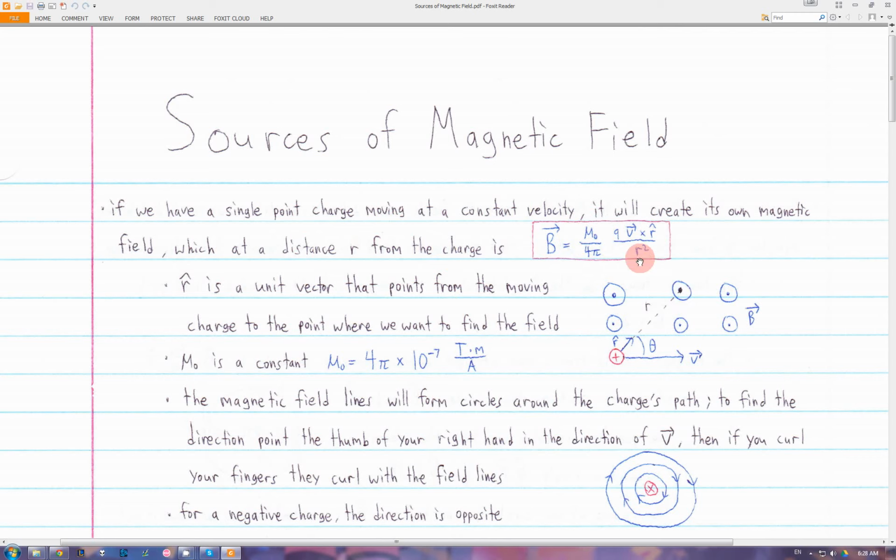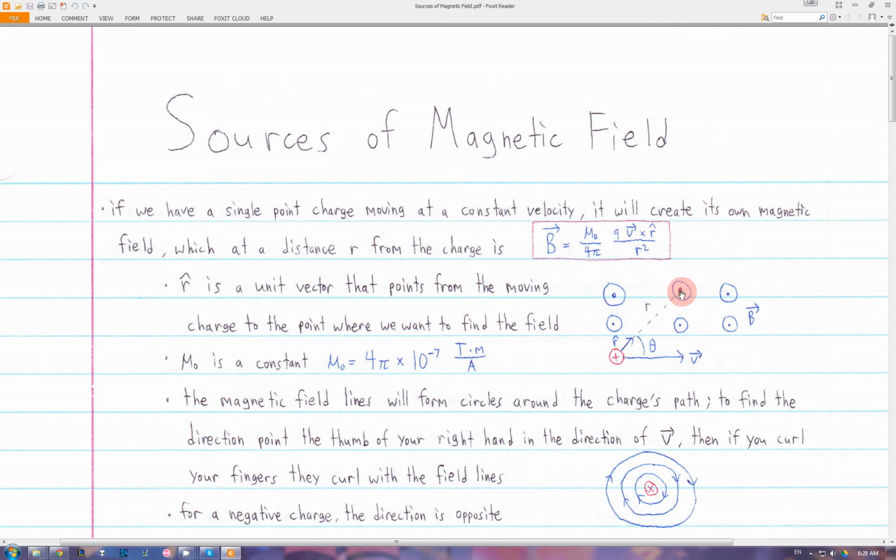And then over a squared, which again is the distance from the charge to the point where we're trying to find the field. So again, a hat is a unit vector, which means it has a magnitude of 1. Its only purpose is to point from the charge to the point where we're trying to find the magnetic field.